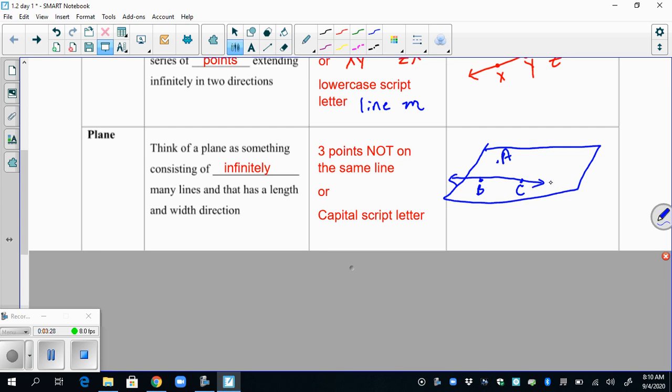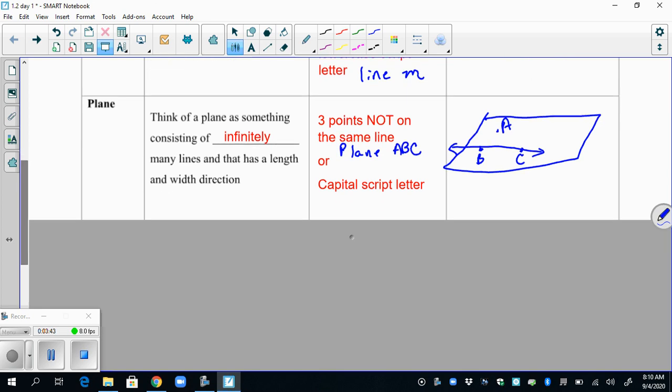So one way that I can name it is by using 3 points that are not on the same line. So I could call it plane ABC. I could call it plane CAB if I wanted to. Order doesn't matter. Or going back to our other way to denote it, sometimes there might be a script letter in a corner and there's no dot by it, so it's not a point. If we see that, we know it's naming the plane, calling it plane R.